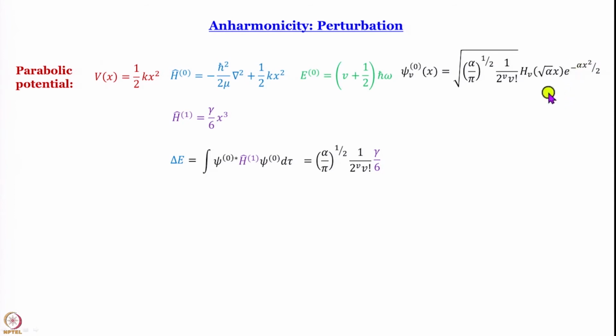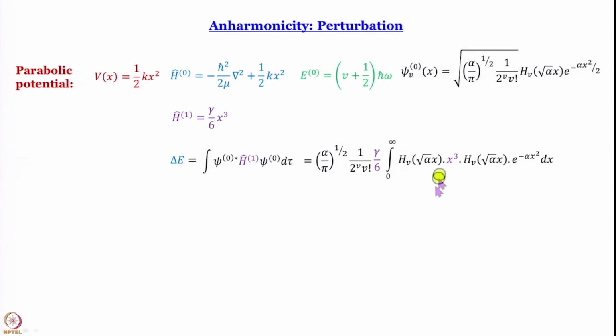Sorry, we have Hermite polynomial multiplied by e to the power minus alpha x square by 2, and then there is another one from this second psi 0th. So, we will get product of two Hermite polynomials, and e to the power minus alpha x square by 2 multiplied by e to the power minus alpha x square by 2 is e to the power minus alpha x square, that is sorted. And in addition we have this x cube factor. This is integrated over all space. Limit of x is going to be 0 to infinity.